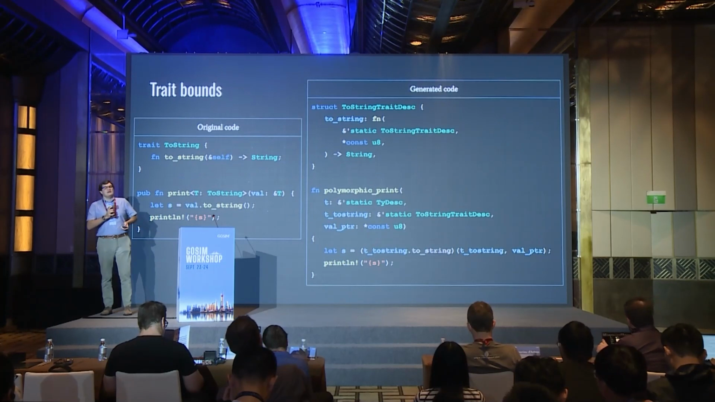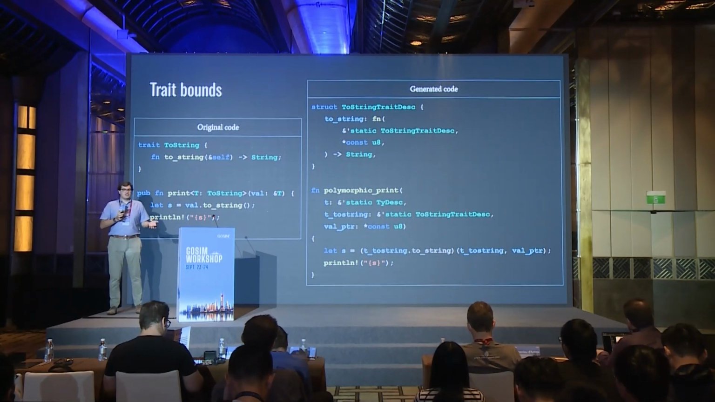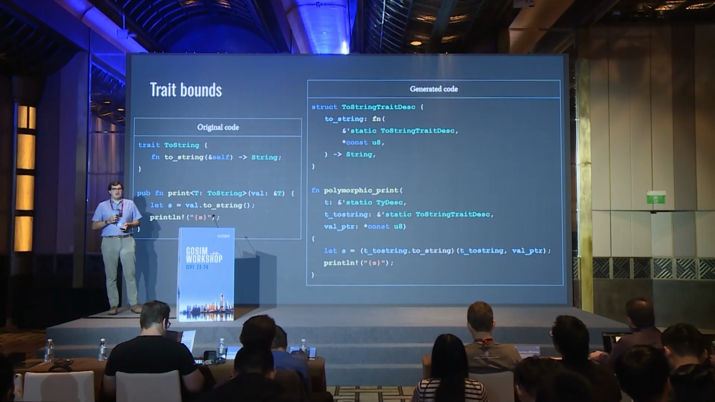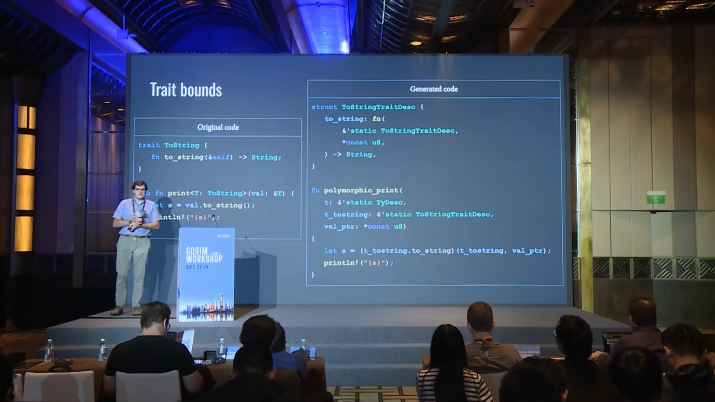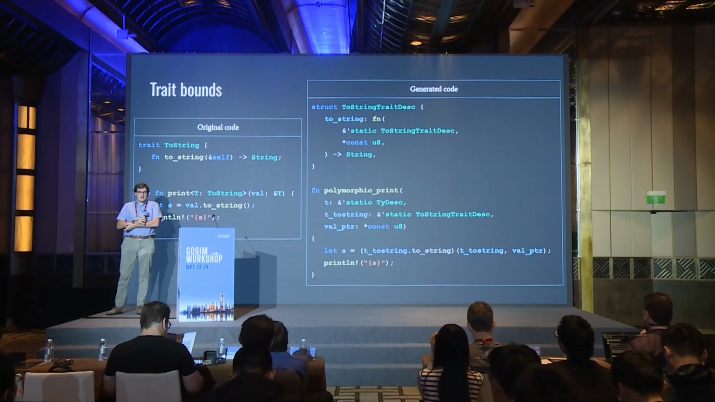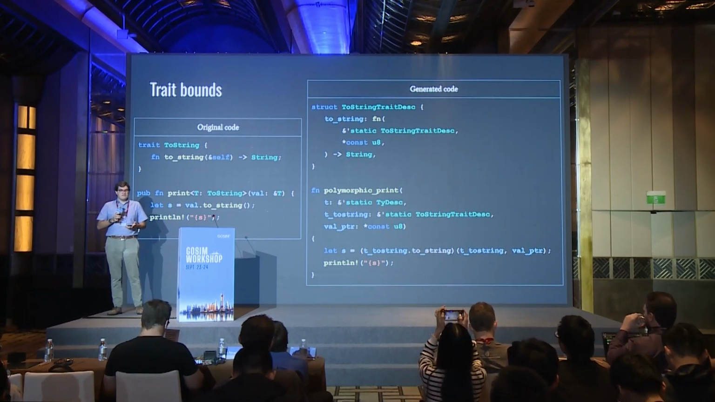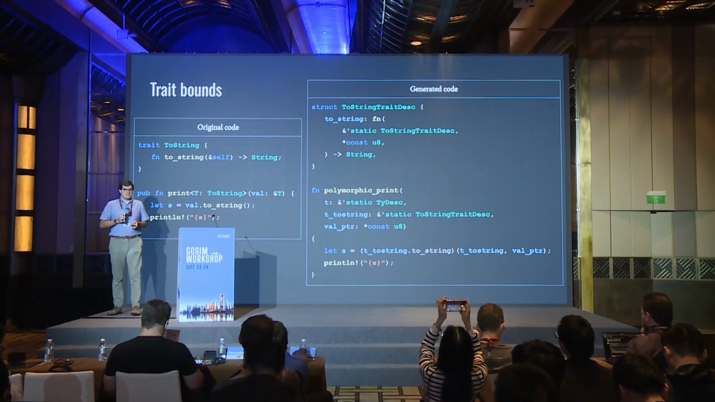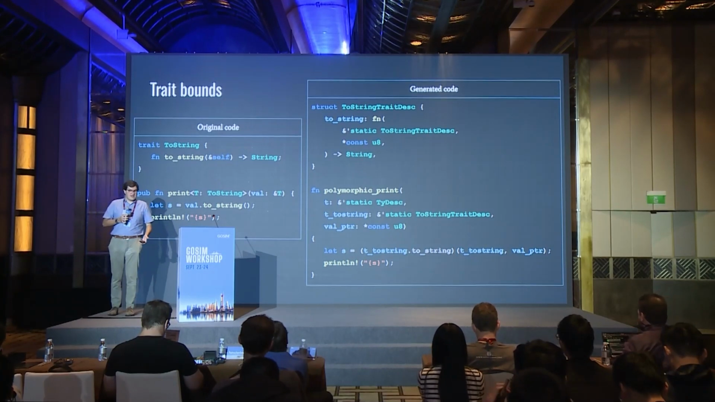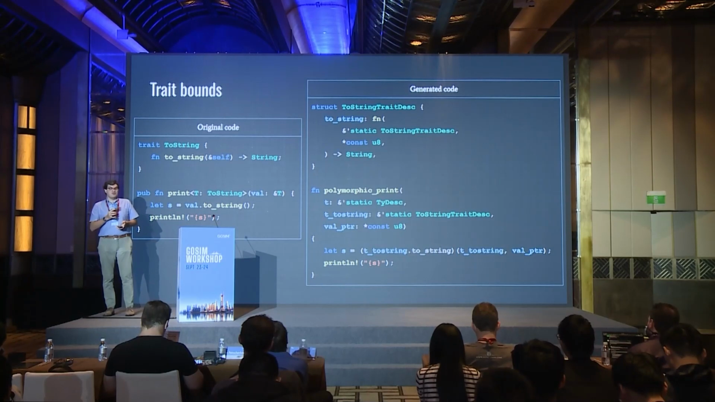Now, generic code can't really do much with just a plain generic type. In practice, a lot of generic code is going to make use of traits and trait bounds, because these allow generic code to actually do stuff with these generic types. Consider a print function that can take any type that implements the toString trait.